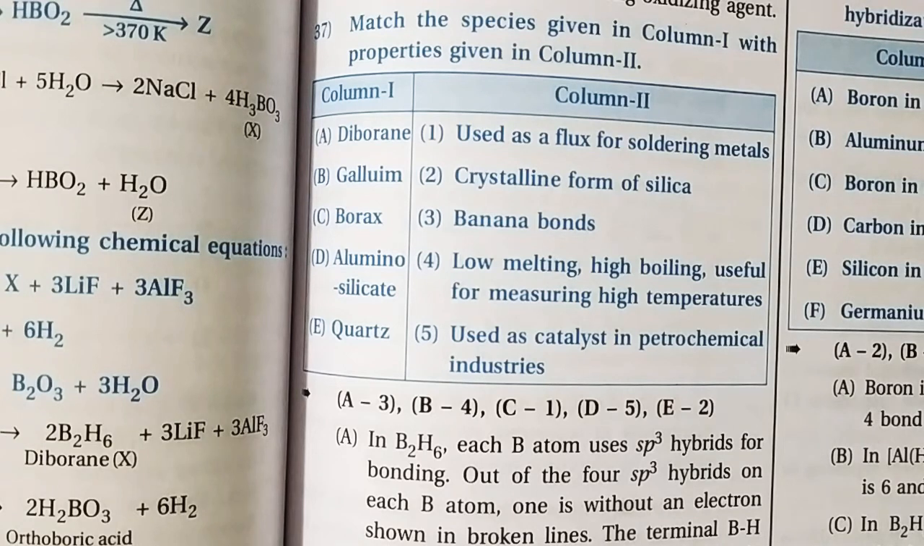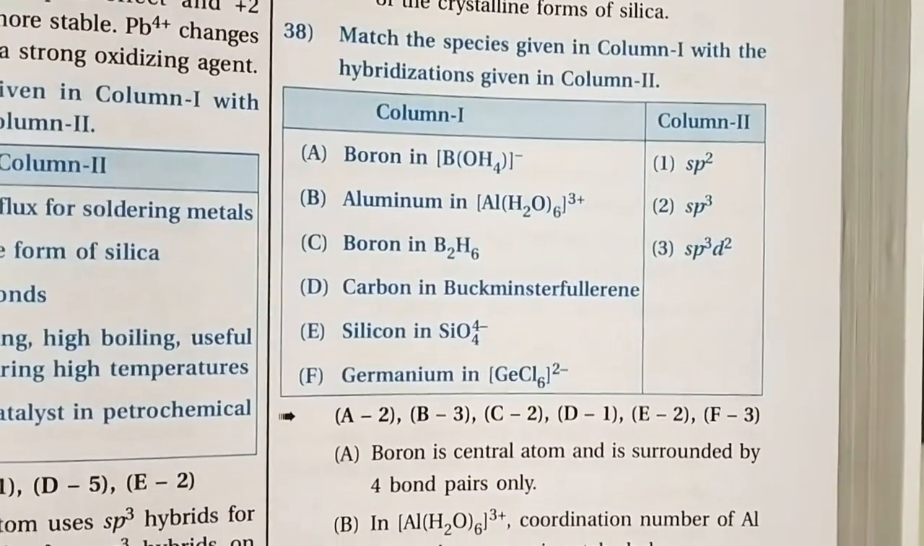D. Aluminosilicates. Zeolites are aluminosilicates and widely used as catalysts in petrochemical industries. For example, ZSM-5, which is a type of zeolite, is used to convert alcohol directly into gasoline. Quartz, cristobalite and tridymite are some of the crystalline forms of silica. Fine. Next one, number 38.